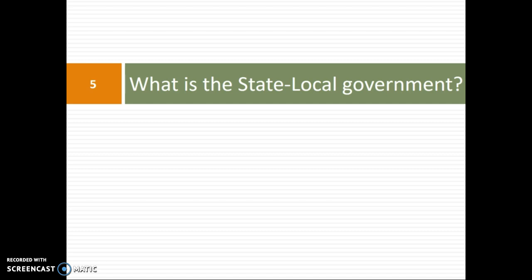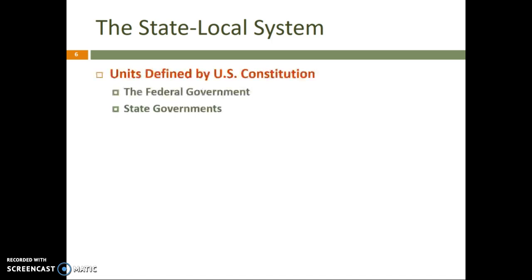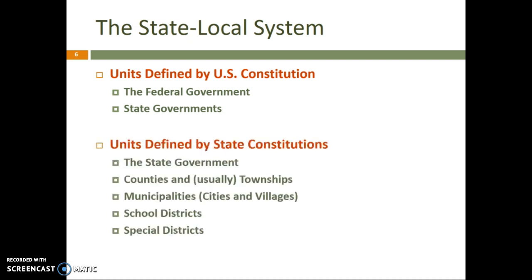This is something that you are already probably pretty familiar with. The state and local system are basically all of these units that are defined by the U.S. Constitution. So the big umbrella federal government, and then comes down to the state government. And then the state government, for example, the state of Oregon, then has units that are defined by the state constitution. So starting from the state government down, these are all of our regional and local government structures.